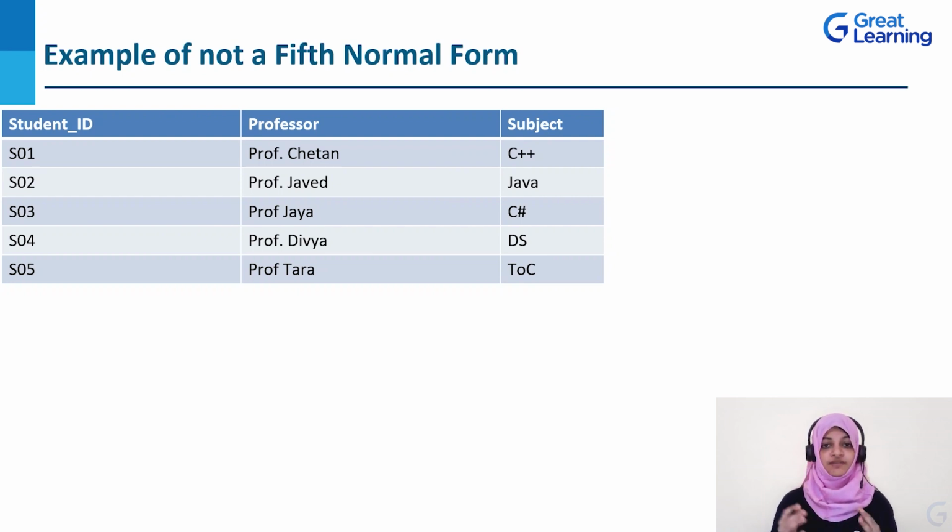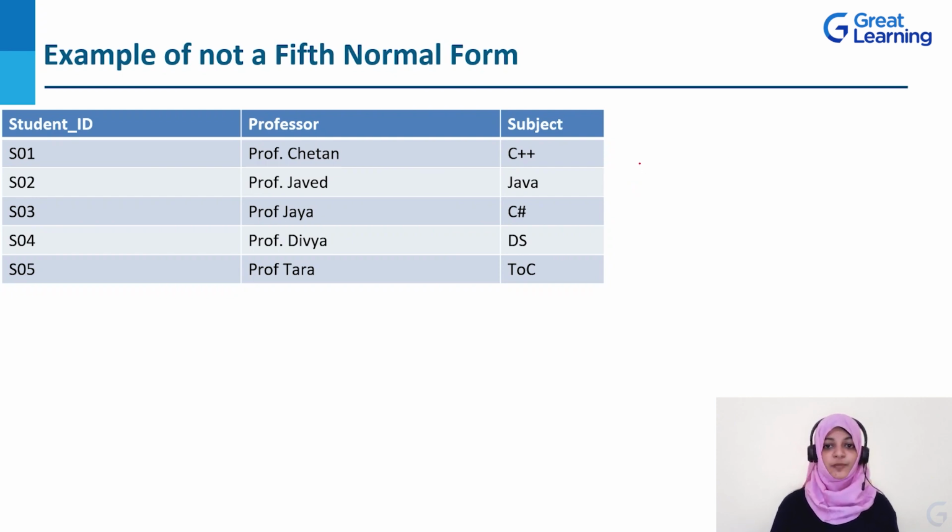And there are no multi-value dependencies because even though student ID is defining professor as well as student ID is defining subject, there is a certain relation between the professor and the subject that they're taking. This means that this particular entity is already in the fourth normal form. Let us see why this particular entity is not in the fifth normal form.